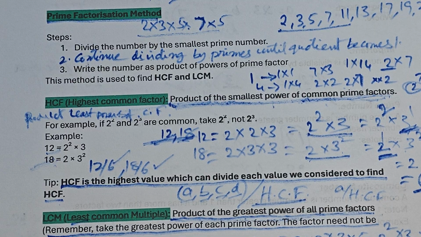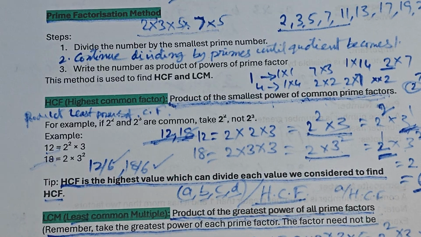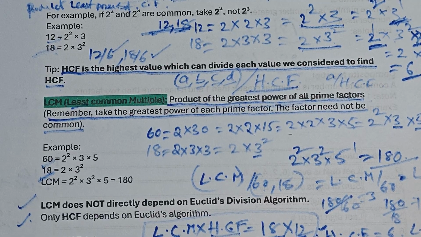Similarly, we learnt LCM, the least common multiple. What does LCM do? It is the product of the greatest powers of all prime factors. It is not just common prime factors, it's all prime factors of all the input numbers. And LCM can be divided by all the given input numbers. These are the two things we learned.